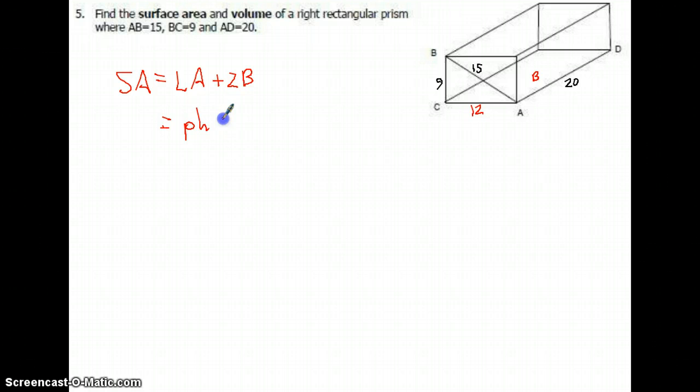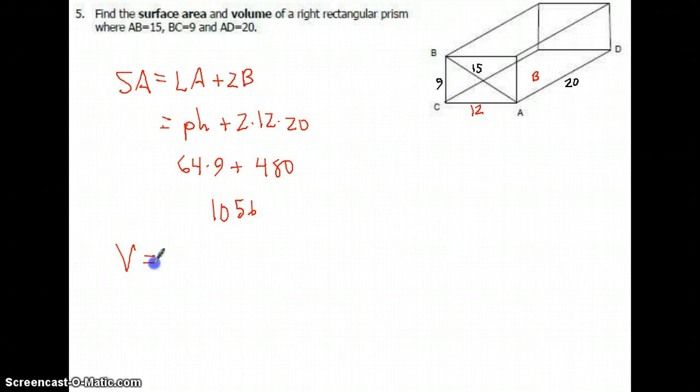The lateral area is the perimeter times the height. The 2 bases, just to solidify what I mean by base, are the 12 by 20 side. The perimeter of the 12 by 20 side is 12 plus 20 times 2, which is 64, times the height. It's amazing people are getting the perimeters wrong. This will be 480 plus 64 times 9. I get a total of 1,056. Volume is area of the base times the height. The base is just a 12 by 20, length times width times height. And I get 240 times 9, which is 2,160.